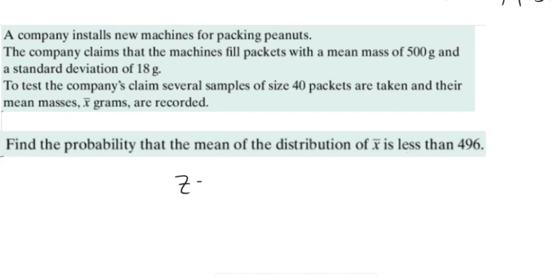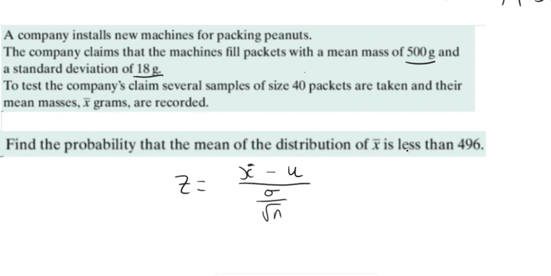Again, we're just putting in this formula: x bar minus mu over standard deviation over root n. A company installs new machines for packing peanuts. The company claims that the machines will fill packets with a mean mass of 500 grams and a standard deviation of 18. To test the company's claim, several samples of size 40 packets are taken and their mean masses are recorded. Find the probability that the mean of the distribution of x is less than 496.